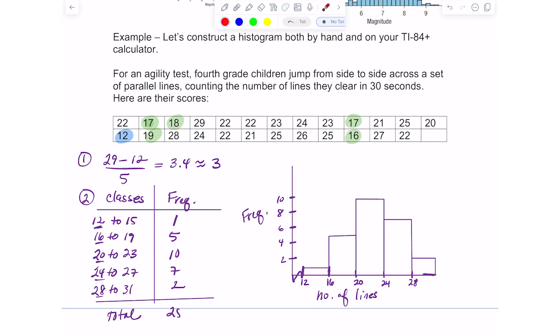Okay, and there you go. You got your 5 bars, you have your histogram. Now, when you create it on the calculator, it may look a little bit differently because your calculator sometimes auto-determines what the classes will be.